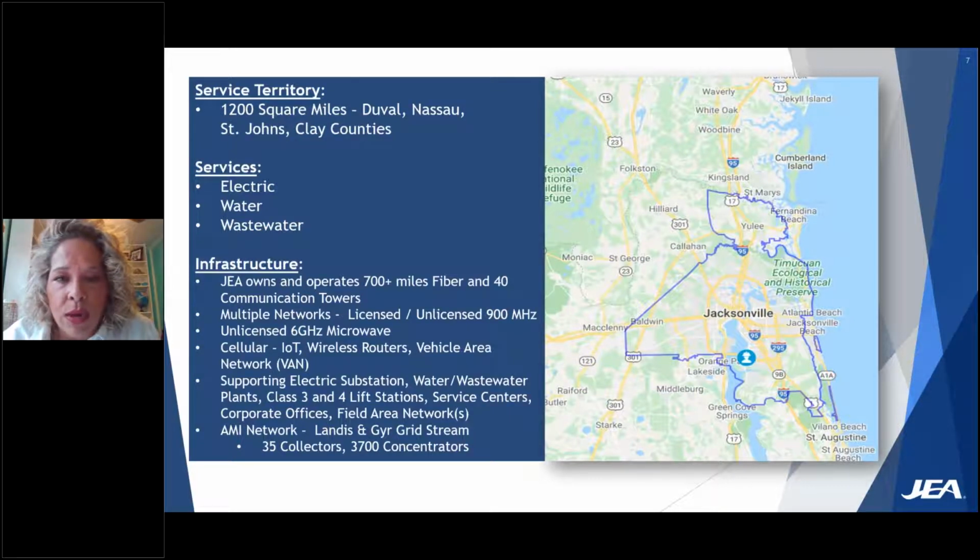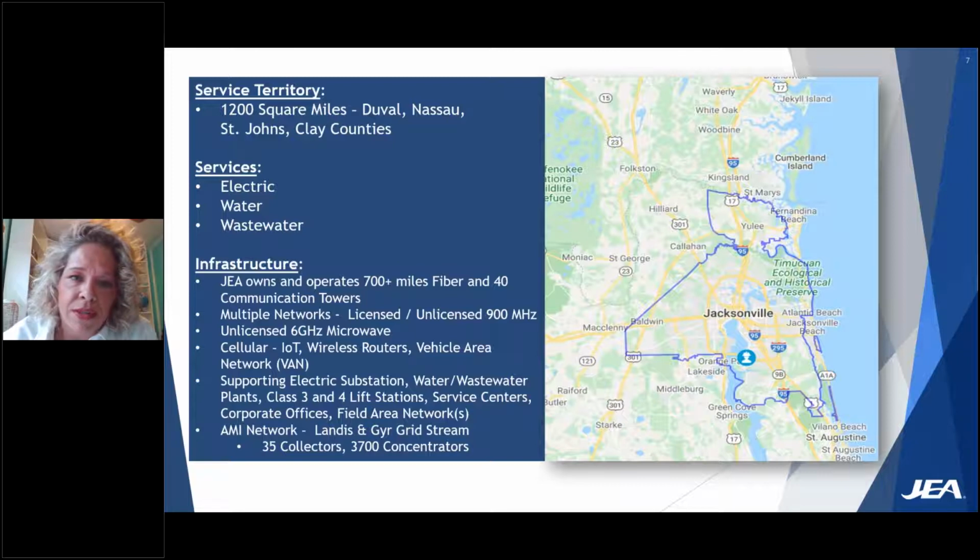We run multiple networks for licensed and unlicensed 900 megahertz and 6 gigahertz microwave links, some point to point, some point to multi-point. We also are using quite a bit of cellular today, supporting some of our initial IoT use cases, primarily fault current indicators and other pressure temperature sensors in the field. We use wireless routers quite a bit and are in the process of rolling out our vehicle area network with 1,100 units that'll be in the field.